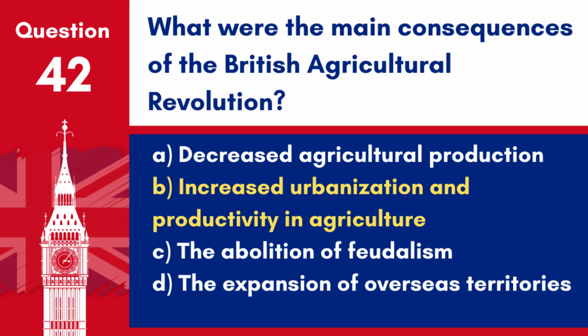Answer: B. Increased urbanization and productivity in agriculture. The British Agricultural Revolution involved innovations in farming practices and technology that increased productivity, leading to surplus labor moving to the cities, thus fueling urbanization and the Industrial Revolution.